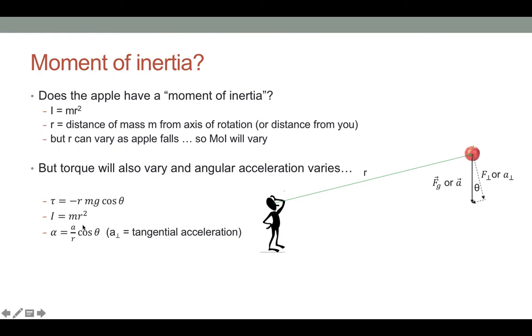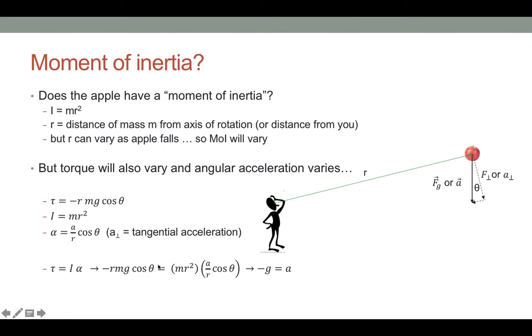The angular acceleration would again be the tangential acceleration, which again would be acceleration down, which would be vertical, times the cosine of this angle right here would give me the component of the acceleration that is perpendicular to r. That gives me the tangential acceleration. That is, if you remember from rotational kinematics, what gives us the angular acceleration. So a times the cosine of theta is the perpendicular component of the acceleration, divided by r would then give us the angular acceleration. Plug that all into torque equals I alpha. So we replace torque with this expression, replace I with this expression, and we replace alpha with that expression.